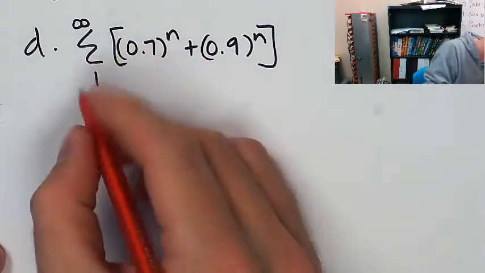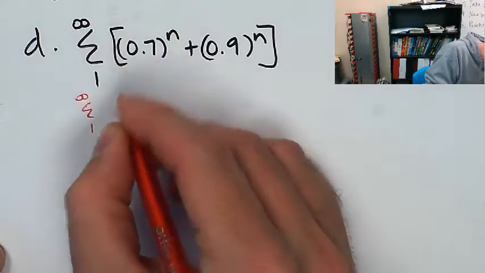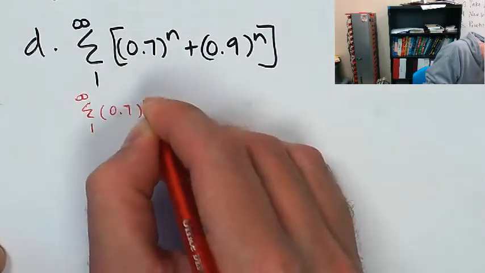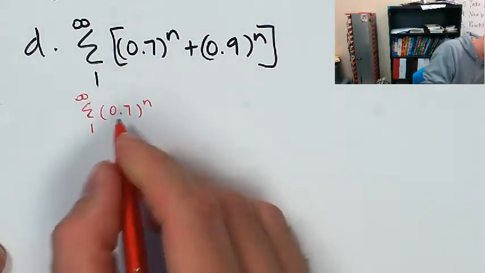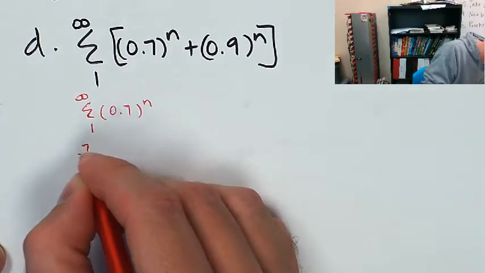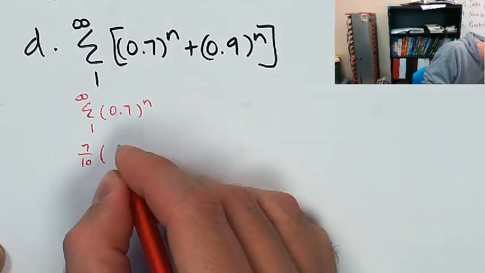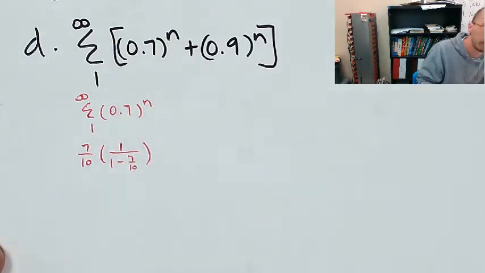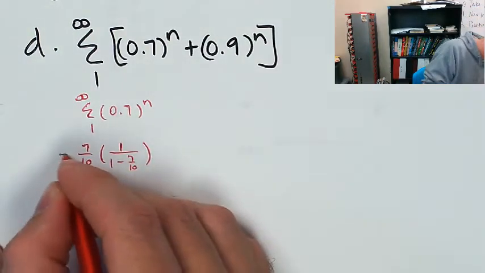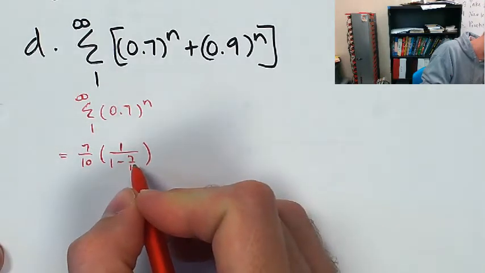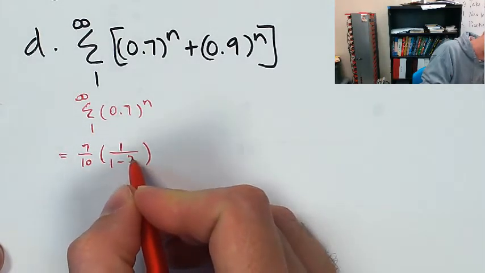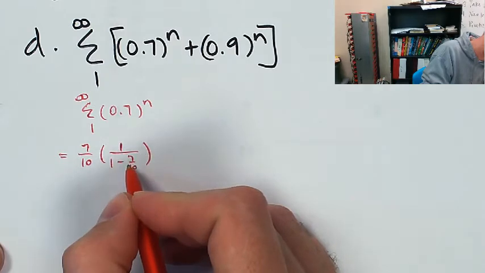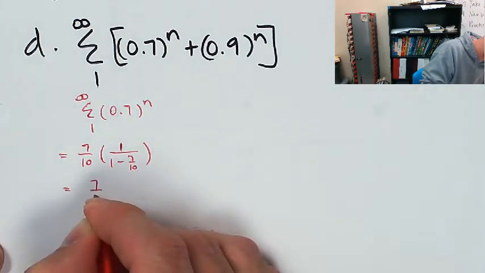So the sum from 1 to infinity of 0.7 to the n is going to be, the first term is 0.7, that's 7/10, times 1 over 1 minus the common ratio, also 0.7, so 1 over 1 minus 7/10. 1 minus 7/10 is 3/10, so it's like multiplying by 10/3, and so that's 7/3.